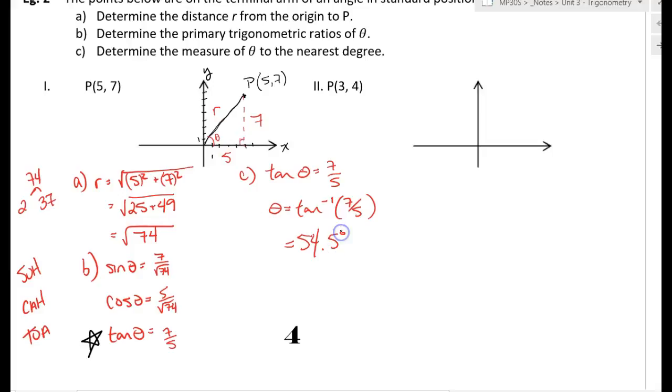54.5 degrees. Now it says actually to the nearest degree, so make sure you pay attention to what it's asking for. So instead of 54.5, we're just going to round down, because it's 54.4 if I didn't round it previously. So it'll be 54 degrees. That'll be my answer. So you can complete the same thing for part 2. Follow these steps.